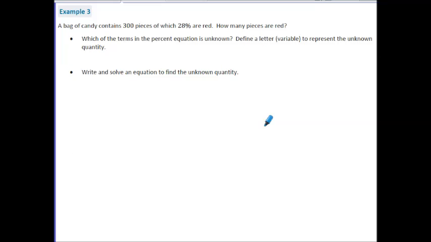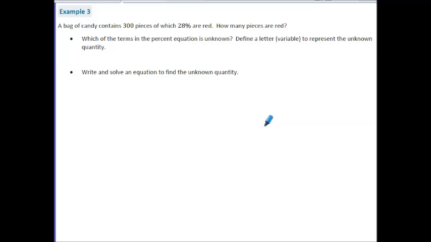A bag of candy contains 300 pieces, of which 28% are red. How many pieces are red? They've broken down our question into 2 parts. They ask us which of the terms in the percent equation is unknown. Define a letter variable to represent the unknown quantity. And this really follows what we've been talking about all year long, that anytime we have an unknown, we're going to use a let statement to define it. And then they ask us to write and solve an equation to find the unknown quantities.